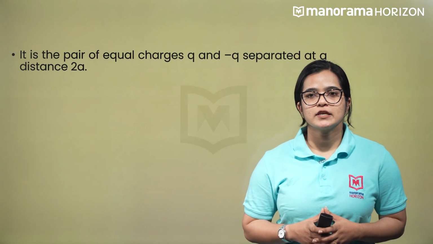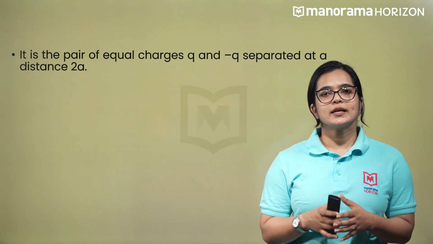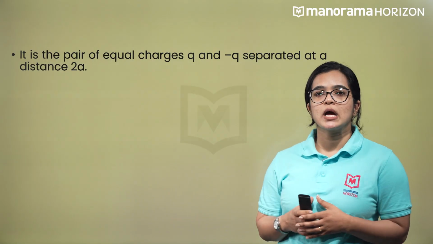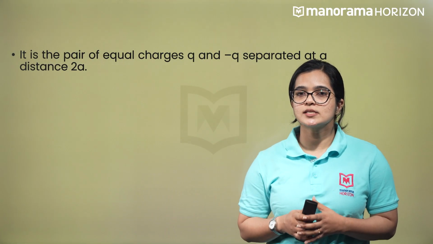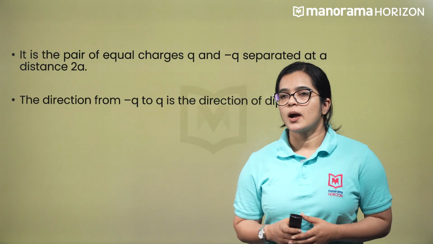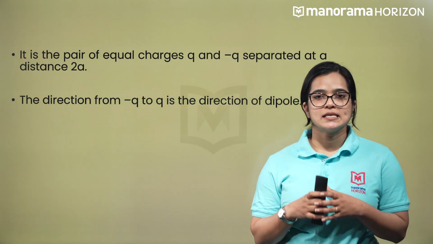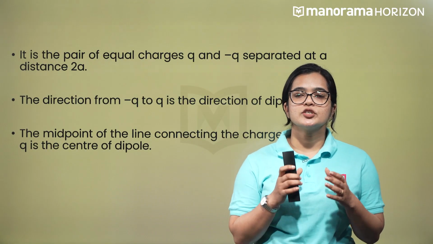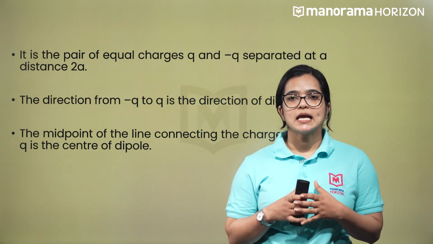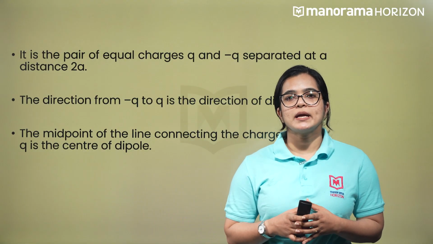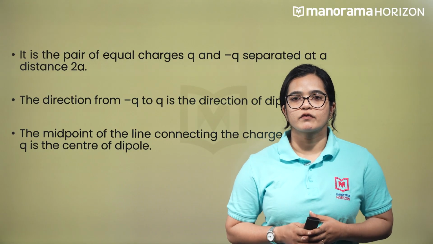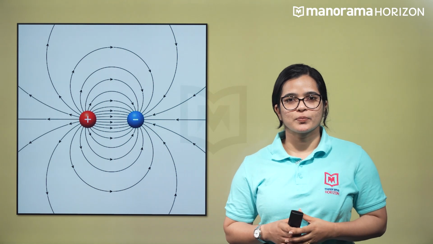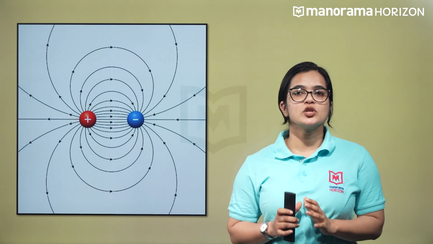Let us look into the definition of electric dipole. So, an electric dipole is the pair of equal charges q and minus q that is separated by a finite distance 2a. The direction from minus q to q is the direction of the dipole. The midpoint of the line connecting the charges q and minus q is the center of the dipole. So, it will be at a distance of a from one of the charges. The total charge of the electric dipole is 0, but the field of the electric dipole is not 0.